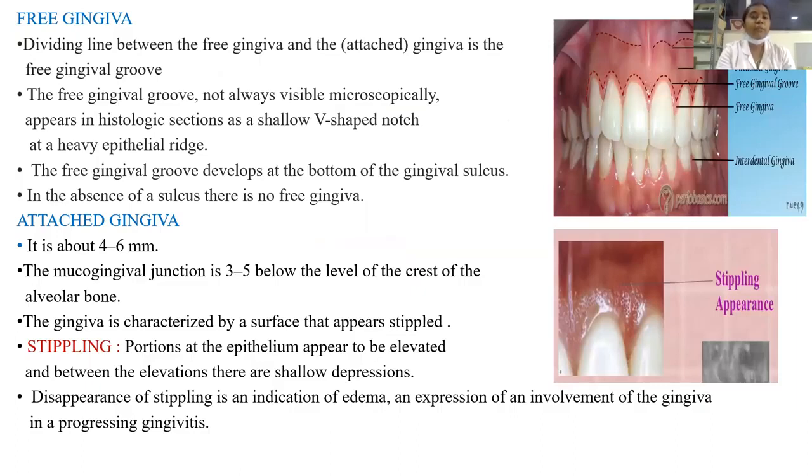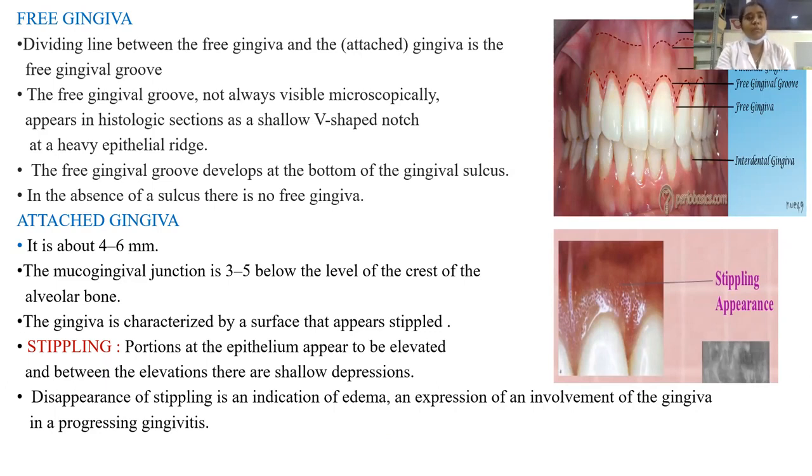Free gingiva. The dividing line between the free gingiva and the attached gingiva is the free gingival groove. The free gingival groove is not always visible microscopically. It appears in histological sections as a shallow V-shaped notch at a heavy epithelial ridge. The free gingival groove develops at the level of the bottom of the gingival sulcus. In the absence of a sulcus, there is no free gingiva.